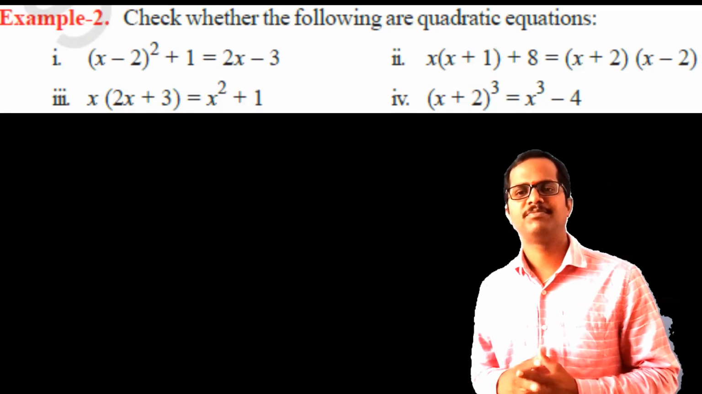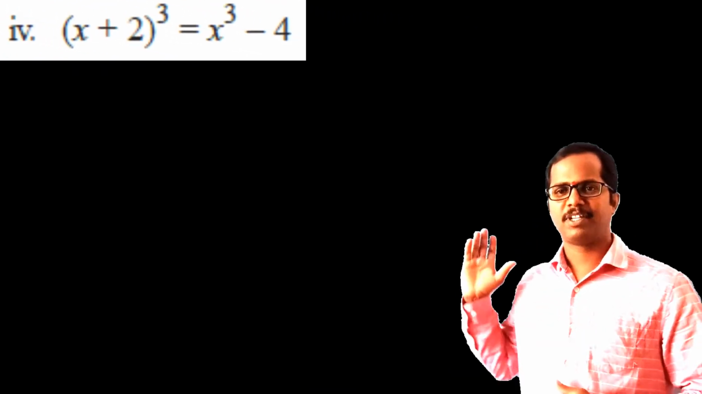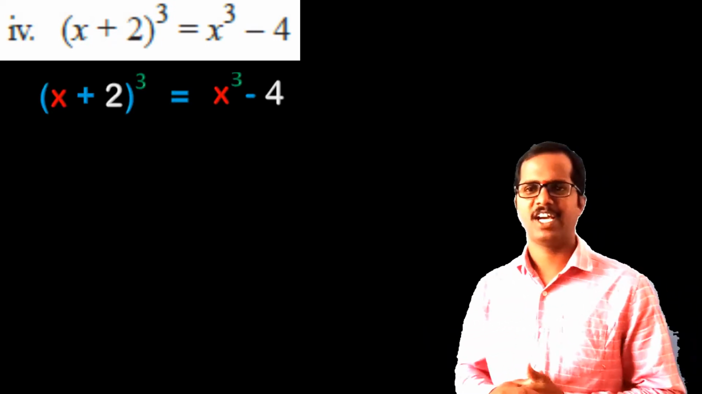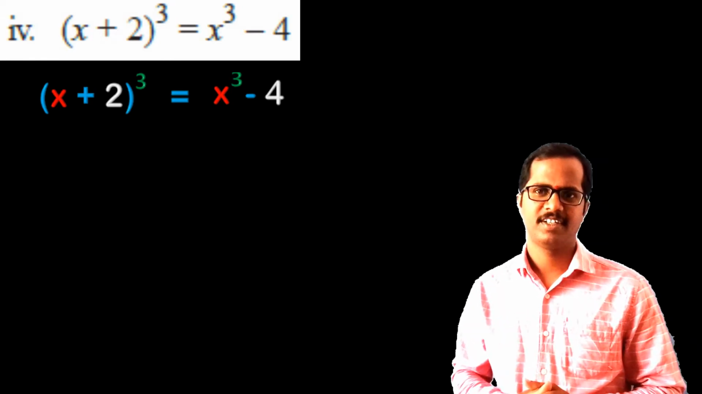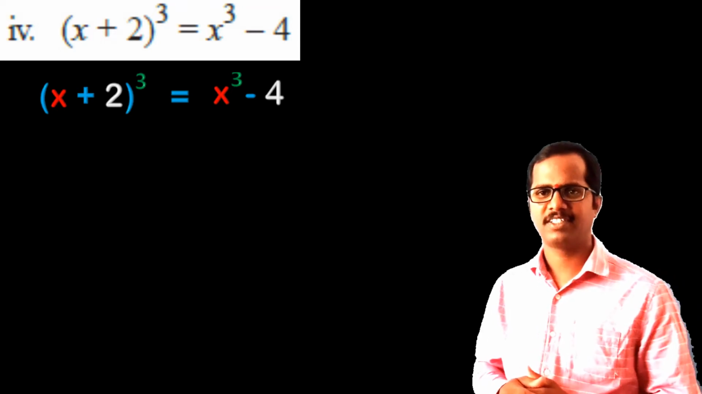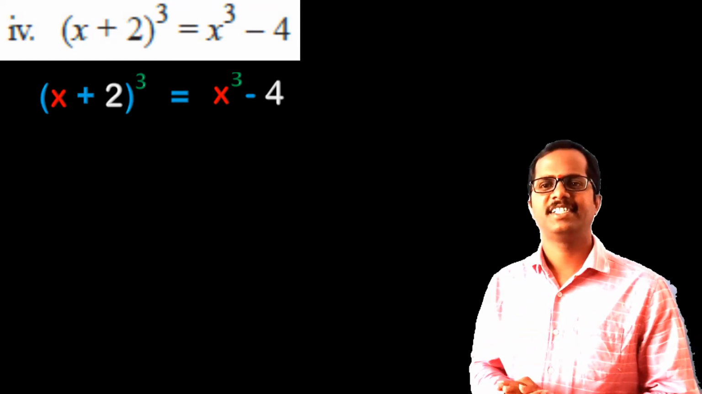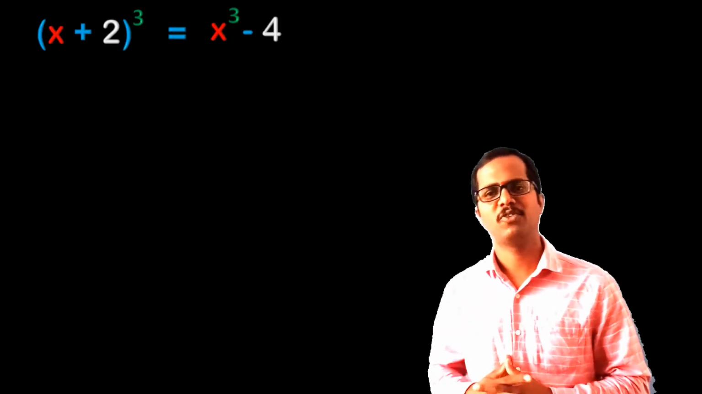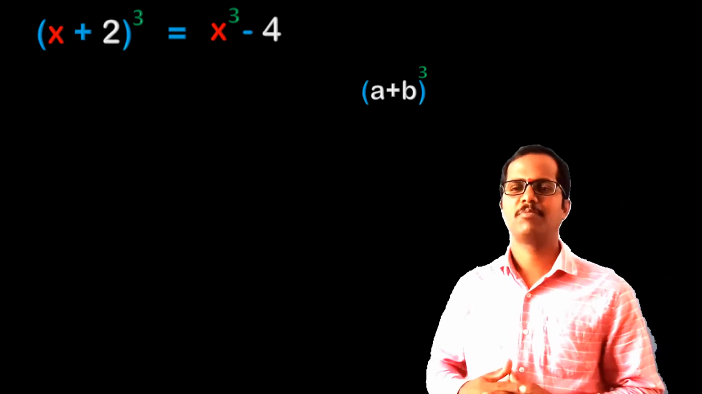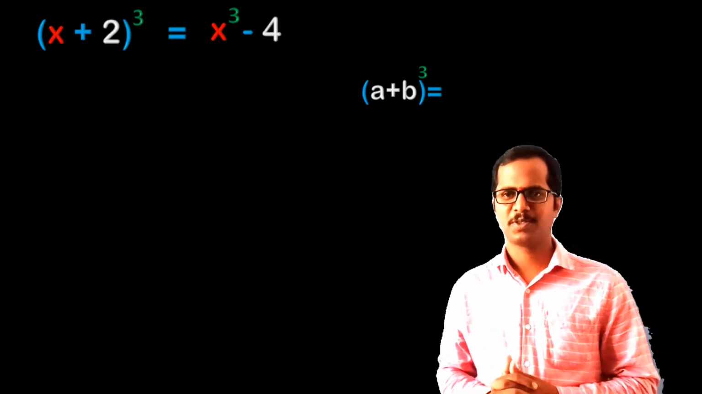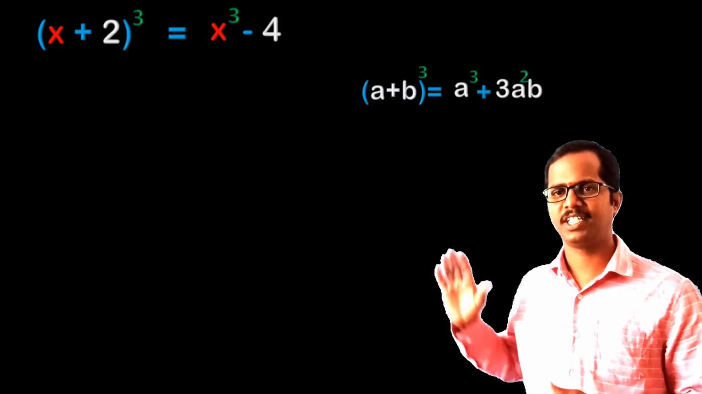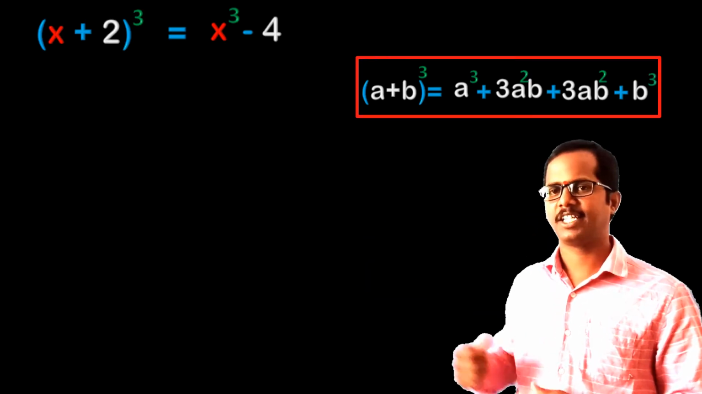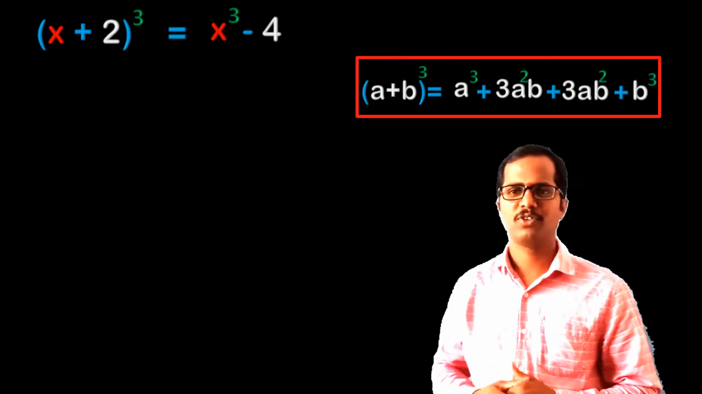Now see the fourth problem. The fourth problem is given as x plus 2 whole cube equals to x cube minus 4. On the left hand side we have x plus 2 whole cube. So by seeing this left hand side part, did you get any identity? Very good. It is in the form of a plus b whole cube. So what is the formula for a plus b whole cube? A plus b whole cube equals to a cube plus 3a square b plus 3ab square plus b cube. So using this identity, let us expand the left hand side part, that is x plus 2 whole cube.